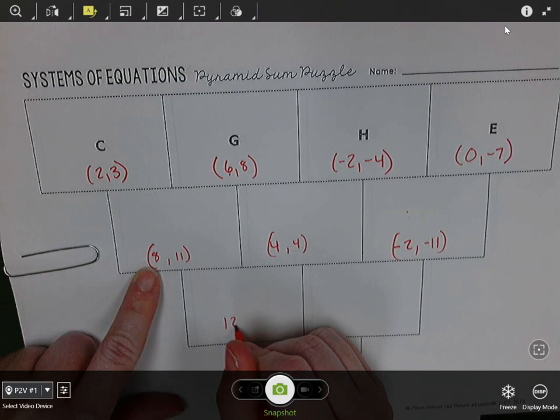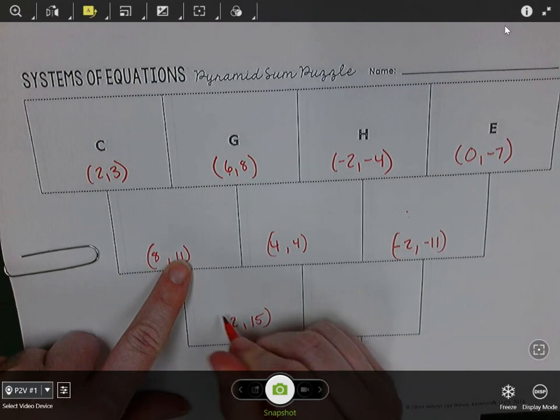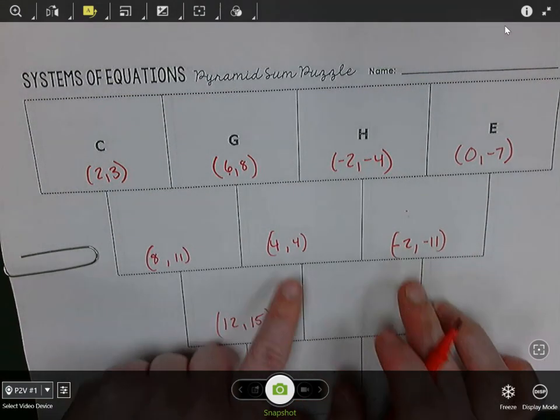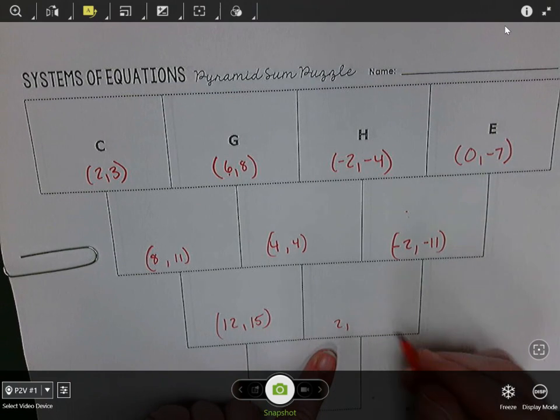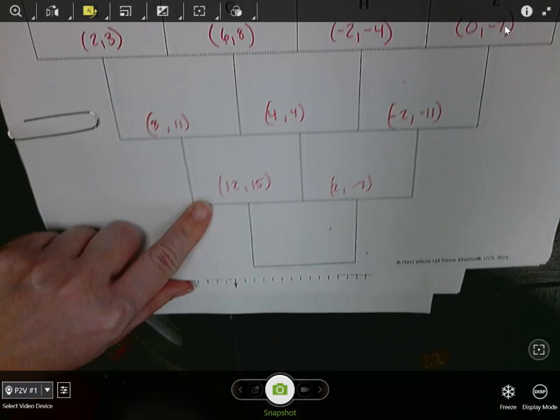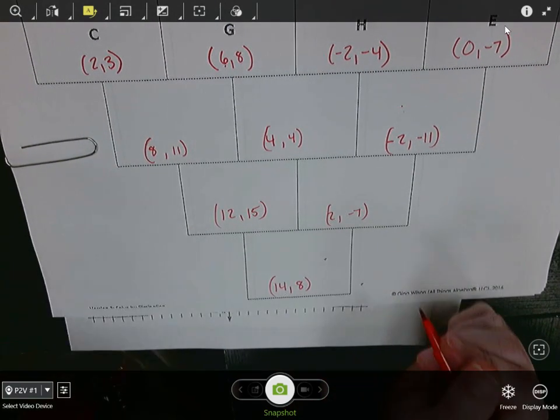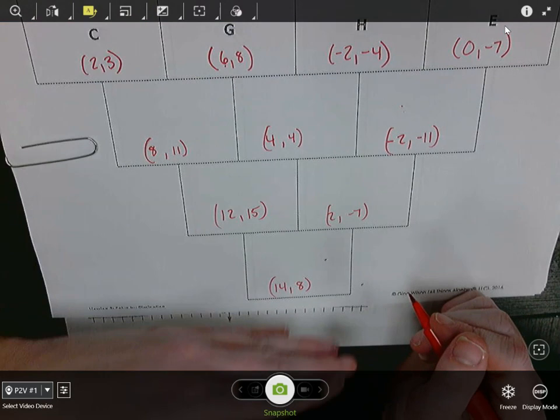8 plus 4 is 12, 11 plus 4 is 15. So this box would have 12, 15. Now, I'm not telling you these are the solutions. I just made these numbers up randomly. Here, 4 plus -2 is 2, 4 plus -11 is -7. And then 12 plus 2 is 14, and 15 minus 7 is 8. Okay? And then you would have them all glued there.